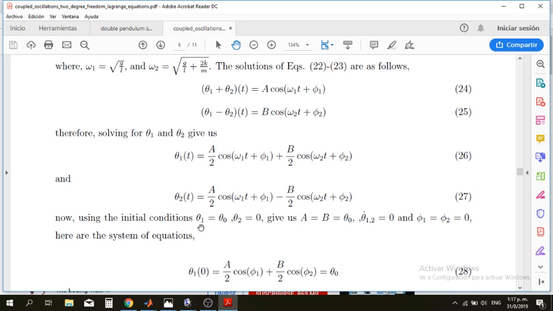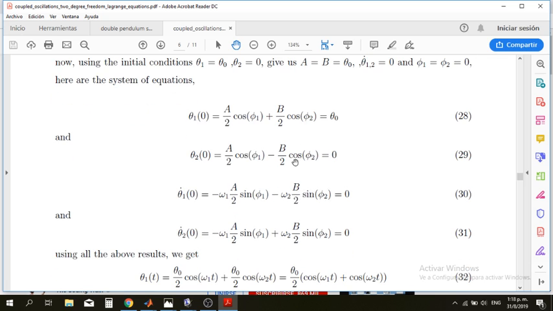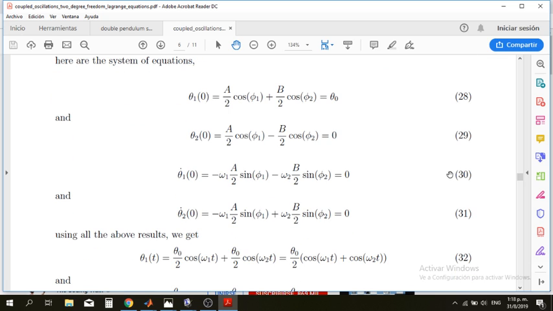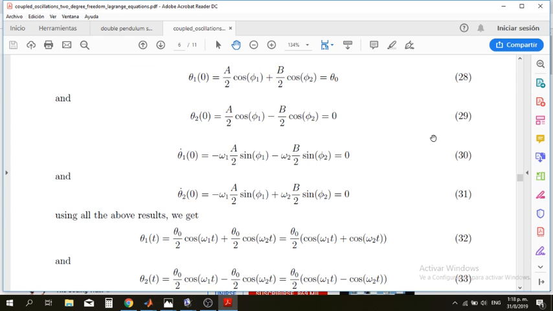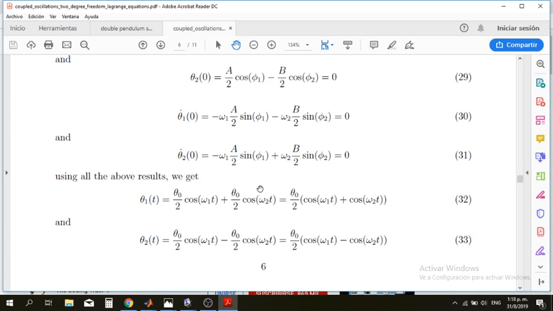Now, using the initial conditions, look at time t equals 0. The initial conditions will be theta 1 equals theta 0, theta 2 equals 0, and theta 1 dot and theta 2 dot at t equals 0 are zero, and we get these four equations, 28, 29, 30, and 31. Solving this system of equations, we get the solution for this problem. This is the solution in this case.